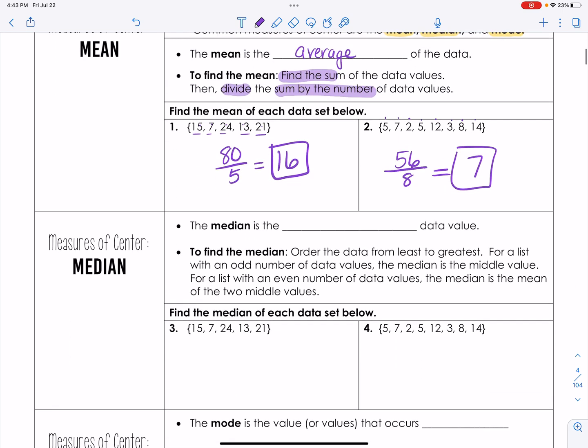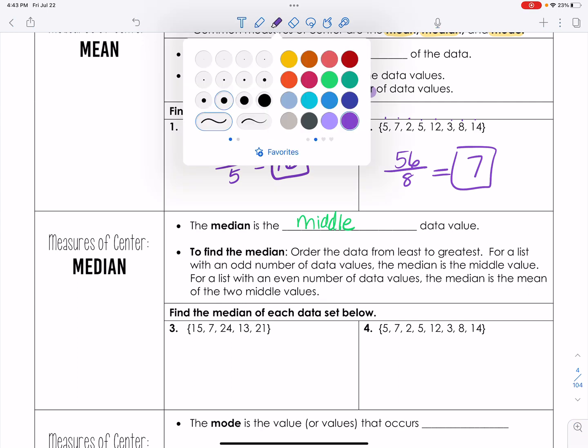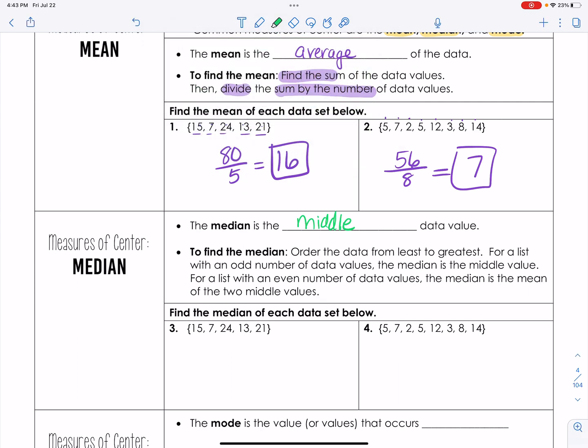Now, to find the median. The median is the middle of the data. It's another important measure of central tendency. To find the median, you must order the data from smallest to biggest. That's what all kids forget to do. For a list with an odd number of data values, the median is the middle value. For a list with an even number, the median is the mean of the two middles. I'll show you what I mean by that.